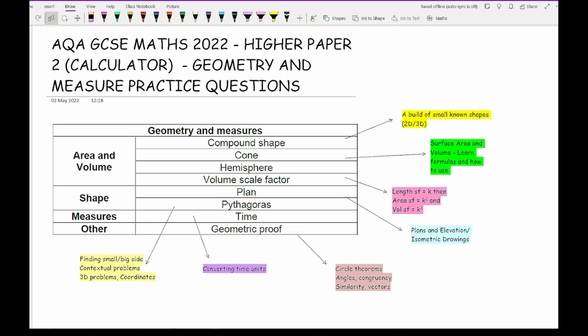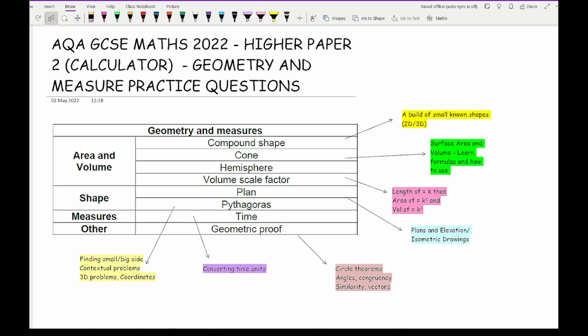It's always going to be expected this to come up on a GCSE paper. So make sure that you're able to work with labeling the triangle first. Know how to find the small and the big side. Contextual problems is more worded problems, working with 3D problems and coordinates as well.